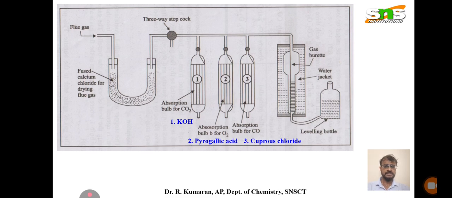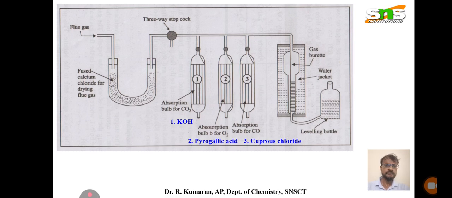So this is the setup of the Orsat apparatus. Here we can see 3 towers which contain KOH, pyrogallic acid, cuprous chloride, etc. Initially, the flue gas with those impurities is applied to the tube which has fused calcium chloride. So the calcium chloride's role is to absorb the initial moisture present in the material.